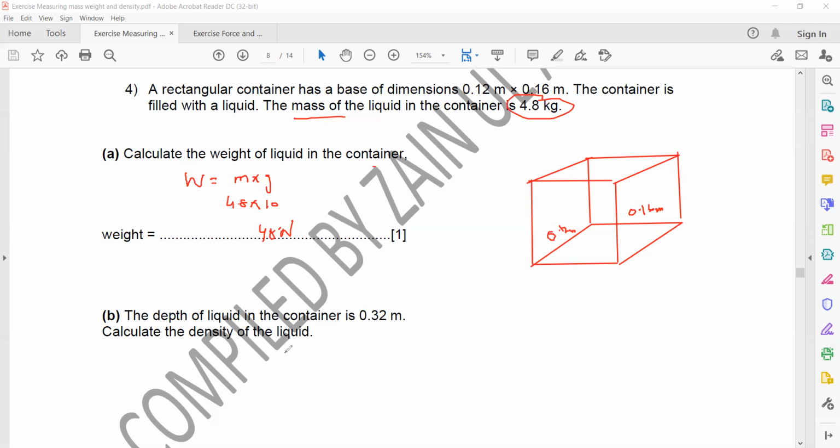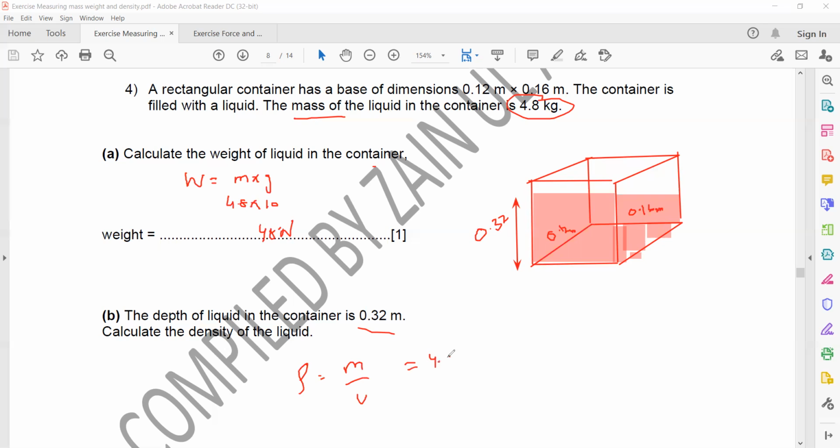The second part, the container is filled with a liquid and the depth is 0.32. Calculate the density. So how we can calculate the density? So as the container is filled with a liquid, and this depth is 0.32. So how we can get the volume? Because to get the density, density is mass over volume. Density is denoted by Greek alphabet rho, which is m by v. The mass of the liquid is already given, that is 4.8.